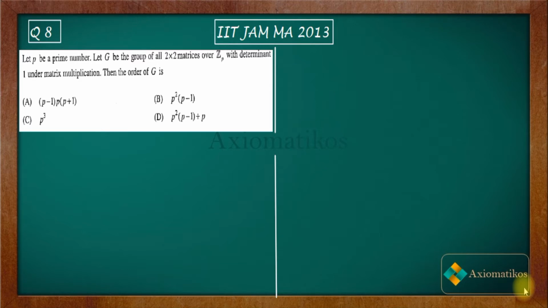So we are here with problem 8 of your paper. This problem is from the topic abstract algebra. So let us have a look at this problem. Let P be a prime number and let G be the group of all 2 cross 2 matrices over the field Z_P. Okay, you know that Z_P is a field? With determinant 1 under matrix multiplication, then the order of G is.